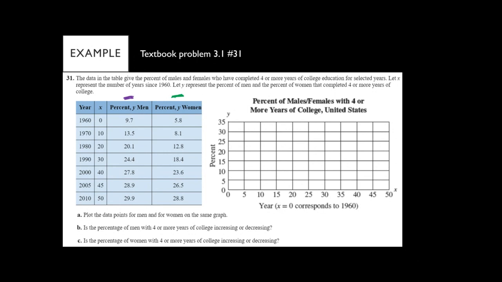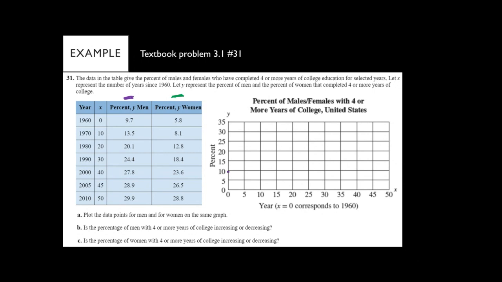So I'm going to graph men first. We're going to use the column with X, so I'm at 0, and then my Y value is 9.7. So I'm going to graph that close to 10, because that's about what it is. It's not exactly 10, but it's very close. I'm just putting a little dot there.